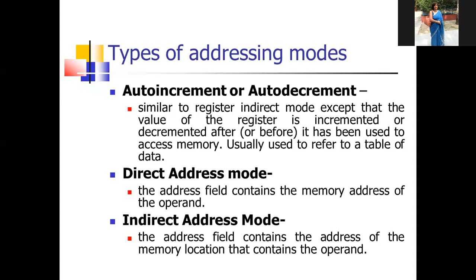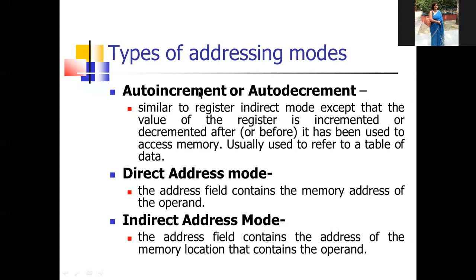Further, what is the additional feature in this auto increment and decrement? It says that it is similar to the register indirect mode, except that the value of the register is incremented or decremented after or before it has been used to access memory, usually used to refer to a table of data. Specifically, you have to focus on these two words: after or before. I will explain this further when an example comes.